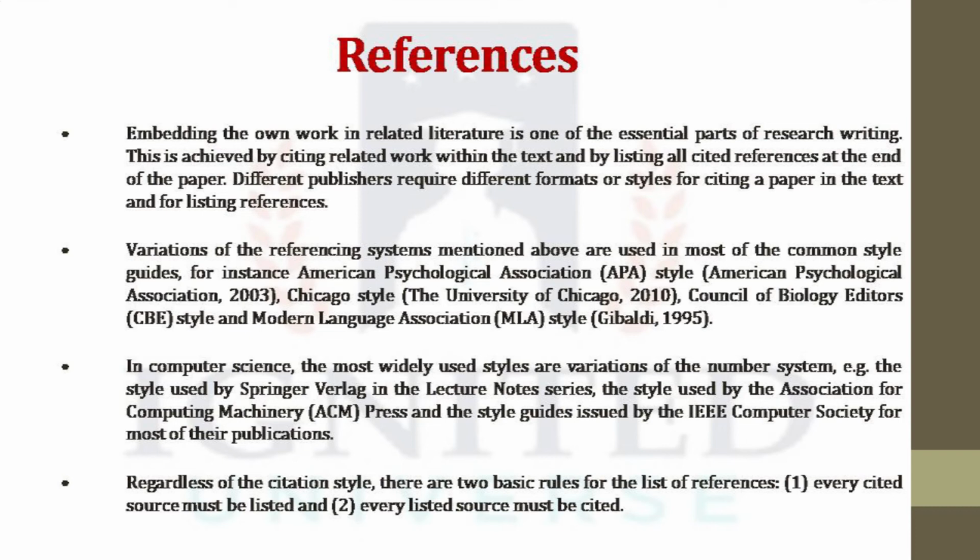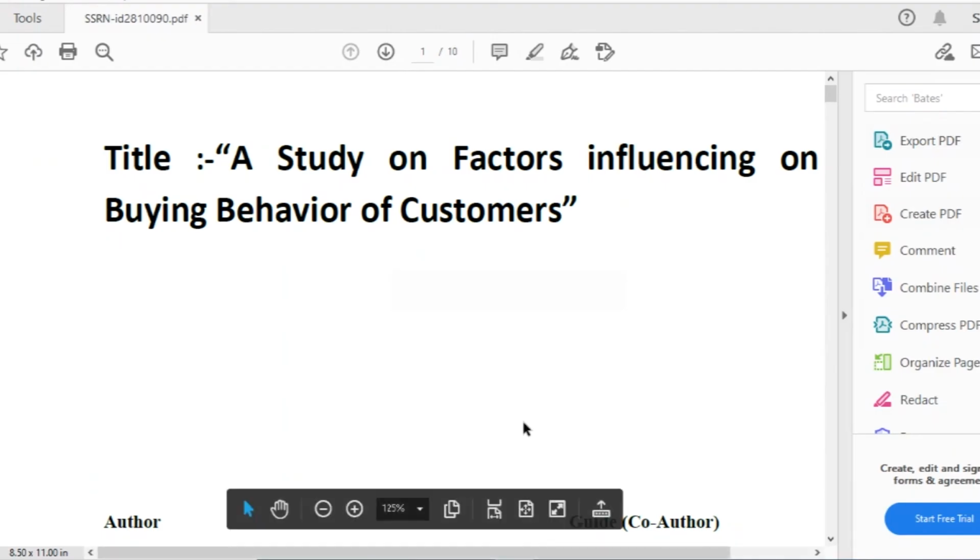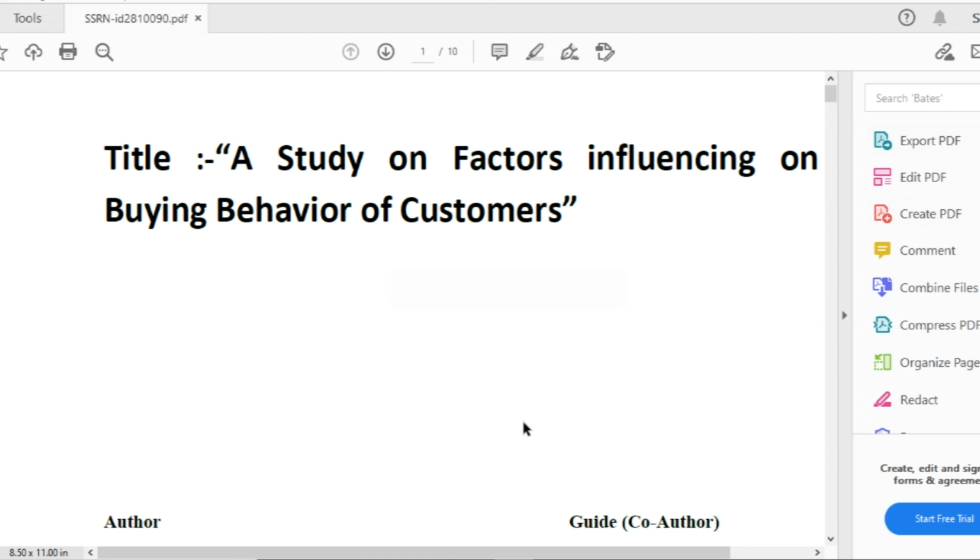Now let us quickly take two examples of research papers. One is a survey-based research paper and one is a modeling framework research paper, and then we'll see how they have kept the following sections which we have discussed in this unit. So this is the first example, and the title of this research paper is A Study on Factors Influencing Buying Behaviors of Customers. As the title suggests, this takes into consideration the factors that influence the buying behavior of customers.